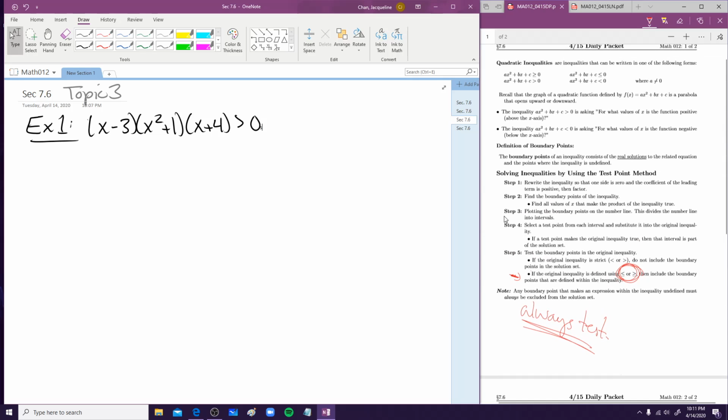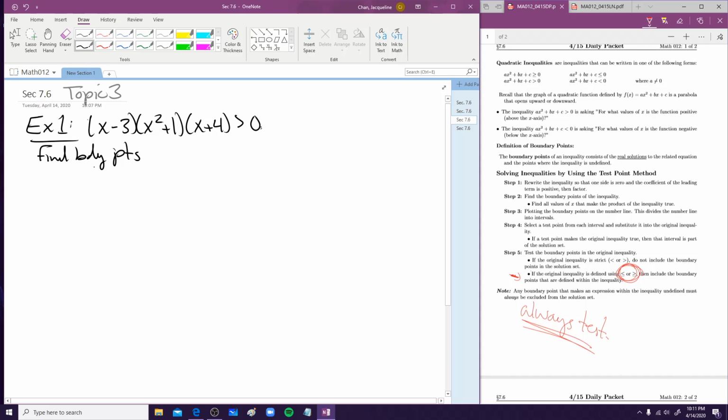So I'm going to bring this up to remind you what the steps are. So the very first step, we want to rewrite the inequality so that one side is equal to 0, the coefficient of the leading term is positive, and factor. However, in this example, it's already factored. One side is equal to 0. We're golden. So step 1 is done. Step 2, we have to find the boundary points.